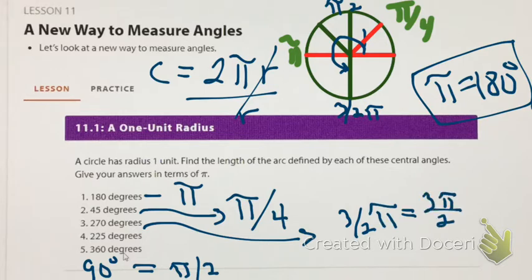It doesn't really matter. Seriously. No, seriously, it doesn't really matter. 3/2 pi, 3 pi over 2. I like 3/2 pi. I like the fraction of pi. That's my preferred method.